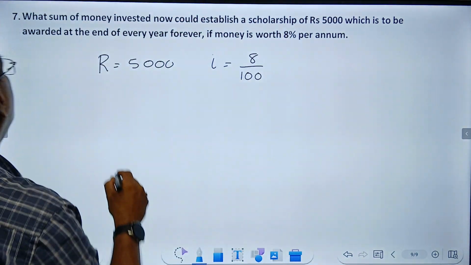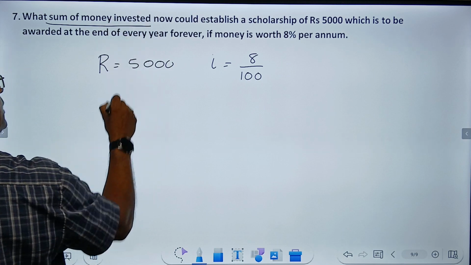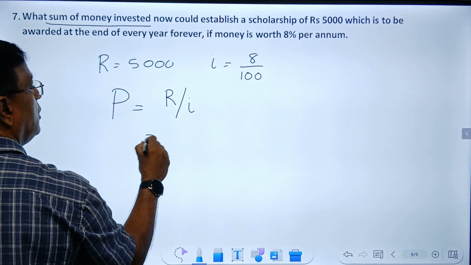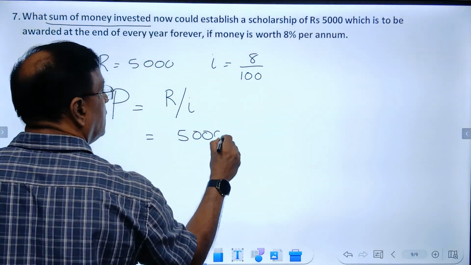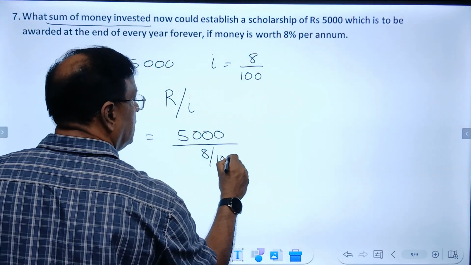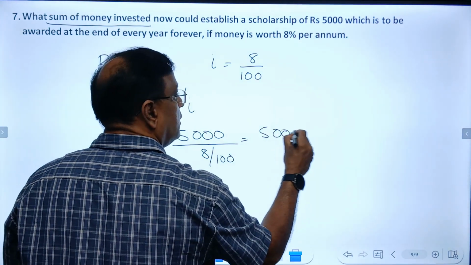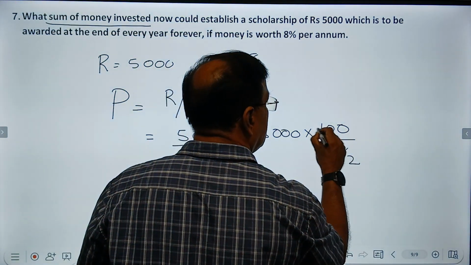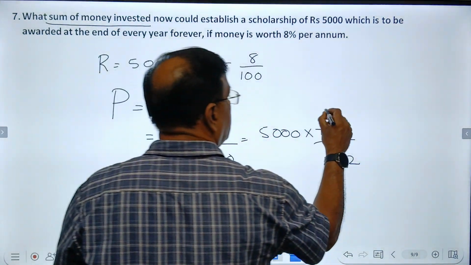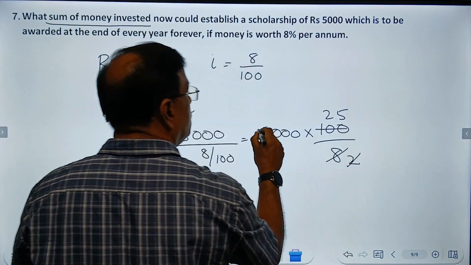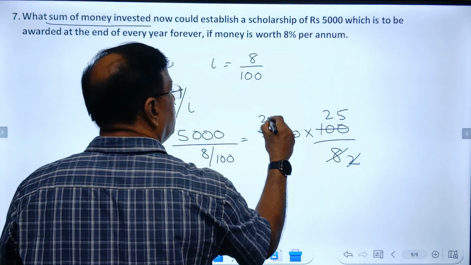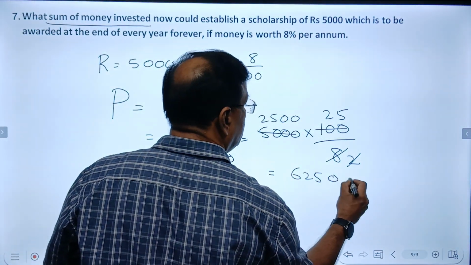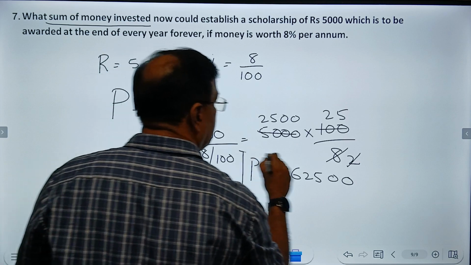Now, the sum of money is the present value, which is R by I. R is 5,000. I is 8 by 100. So it is 5,000 into 100 by 8. 4 goes 25 times. 2 goes 2,500. So this will be 625 followed by 2 zeros. So this is the present value.